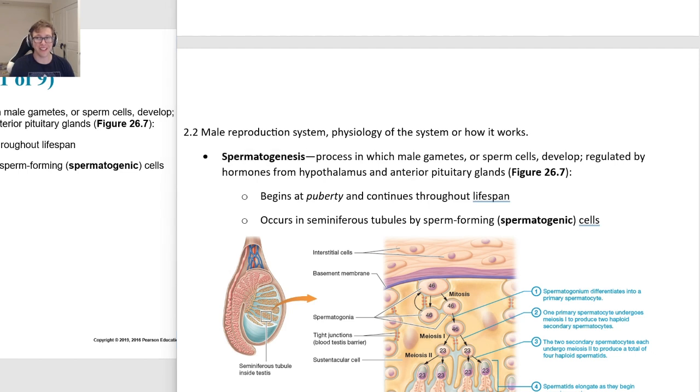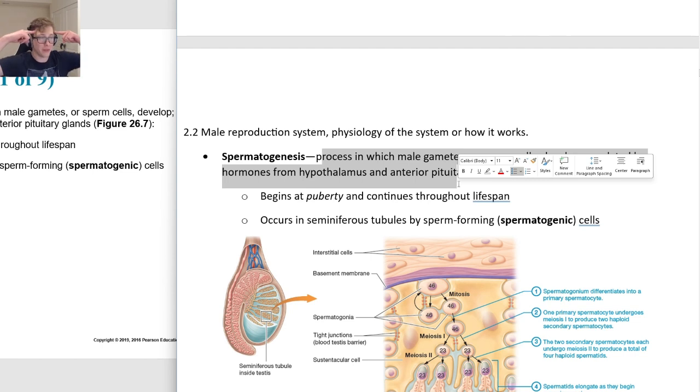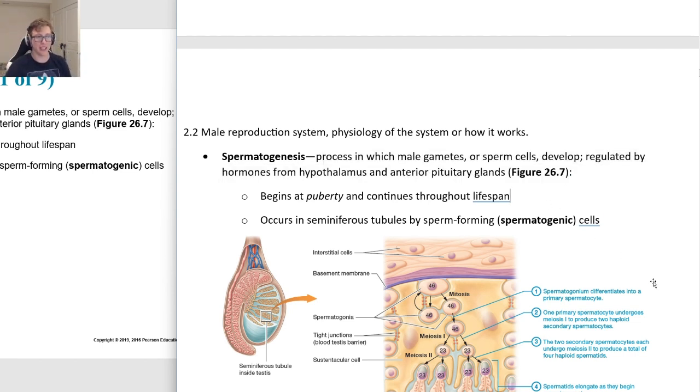If you have any knowledge of Latin, genesis is essentially the creation of something. Sperm, as we're talking about it, the creation of sperm. This is the process by which male gametes, or sperm cells, develop, and they are regulated by hormones from the hypothalamus and the anterior pituitary glands.